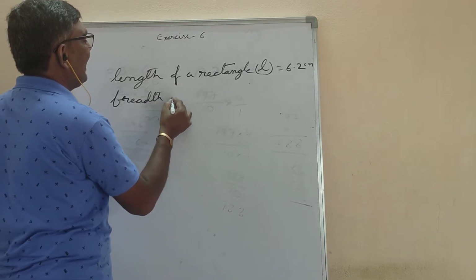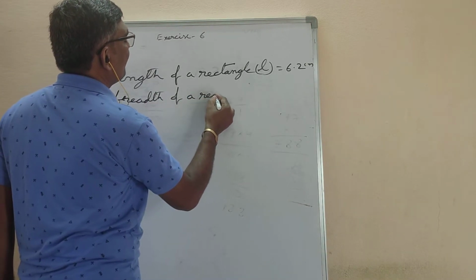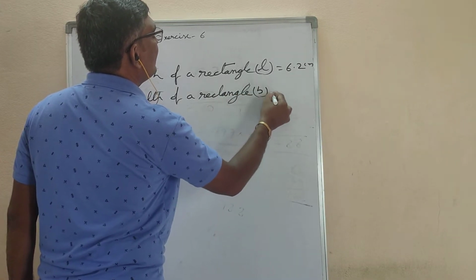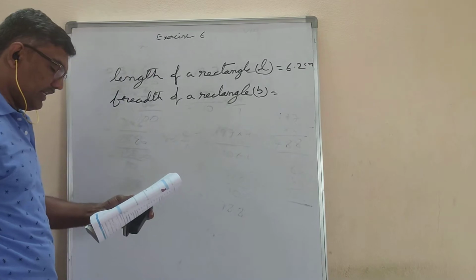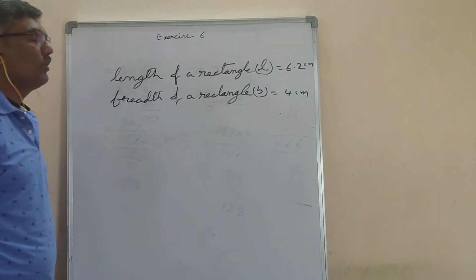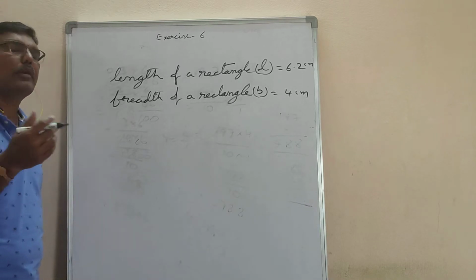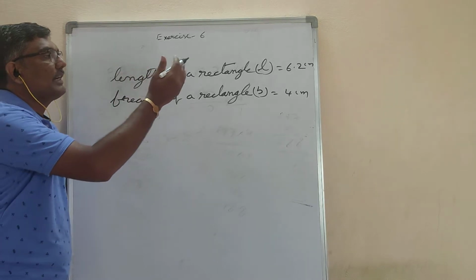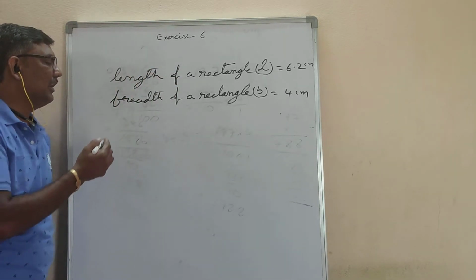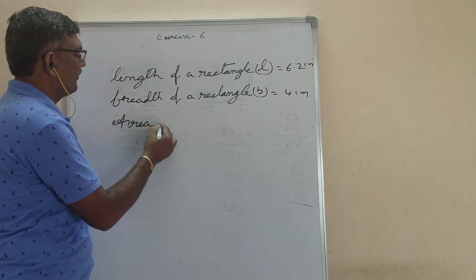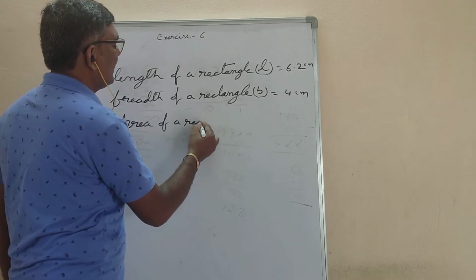Next, breadth of a rectangle. Breadth of a rectangle is denoted with B. How much is given here? 4 centimeters. So before we do normal problems, it is a verbal sum. Verbal sum means length of a rectangle, breadth of a rectangle. Next you have to find the area of a rectangle.